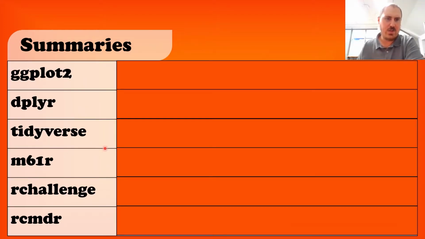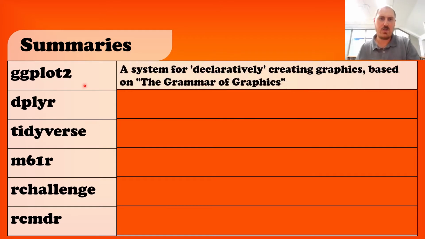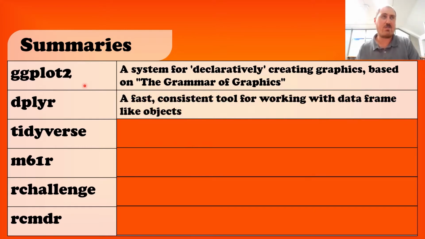Let's get into the summaries. So ggplot2, to summarize, is a system for declaratively creating graphics based on what they call the grammar of graphics. Essentially, it's a way to make good, clear, consistent plots, which you can add to and modify in a consistent way. Now, dplyr is a fast, consistent tool for working with data frame-like objects. So this is good for essentially data frames, or tables. It's good for manipulating data.